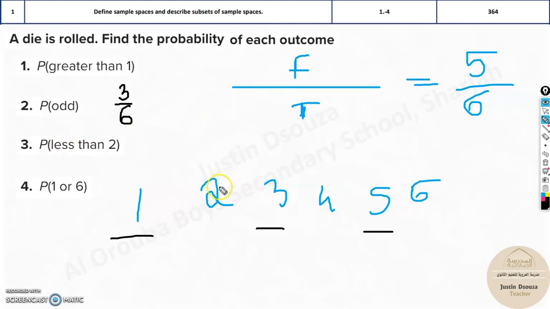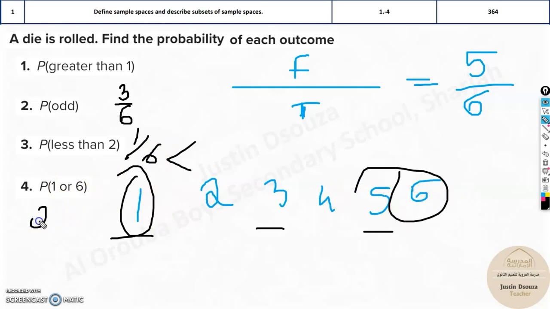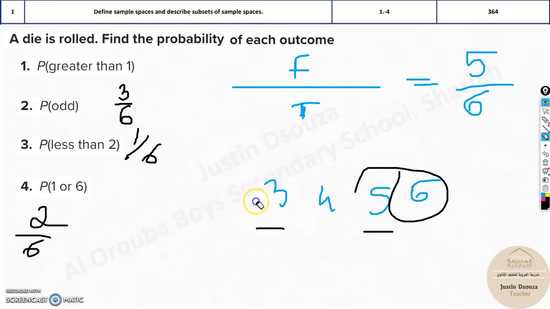Same way, less than 2. What is less than 2? It's less than, not less than or equal to. So less than 2 would be only 1. So 1 possibility out of 6. And lastly, 1 or 6. So it's either 1 or 6. That is 2 out of 6. So we have to just solve them and you will get the answers.